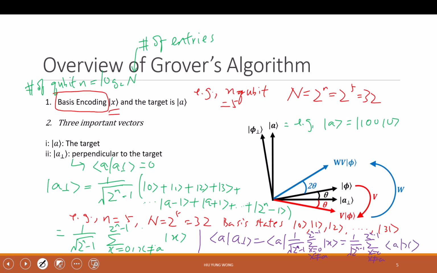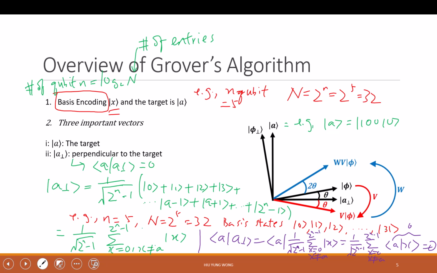What is A inner product x? Yeah, it's a scalar, right? They are an orthonormal basis, so it's always 0 unless x equals A. But x is not equal to A. So this one must be 0, and as a result, the whole thing is 0. So this shows that indeed this is a vector that is perpendicular to A.